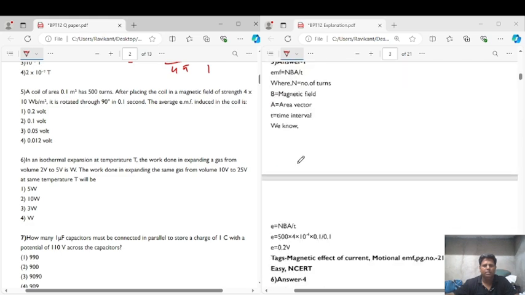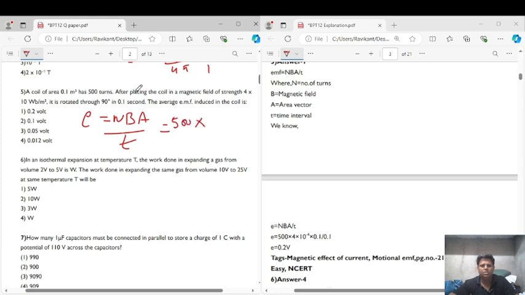So question number 5. Question number 5 says that a coil of area 0.1 meter square has 500 turns. The coil is placed in a magnetic field of strength 4 into 10 to the power of minus 4 Weber per meter square and is rotated through 90 degrees in 0.1 second. The average EMF induced in the coil is. Simply, it is a formula based question. We will use the formula E is equal to NBA by T. So N is 500.